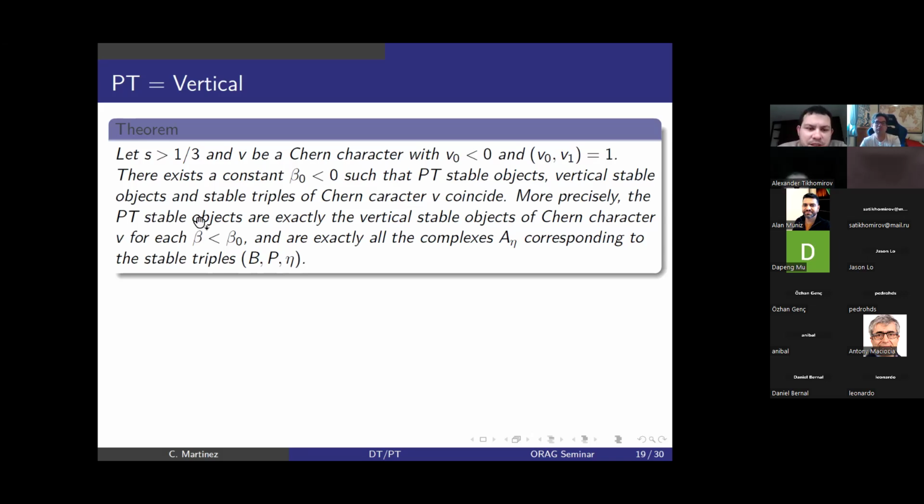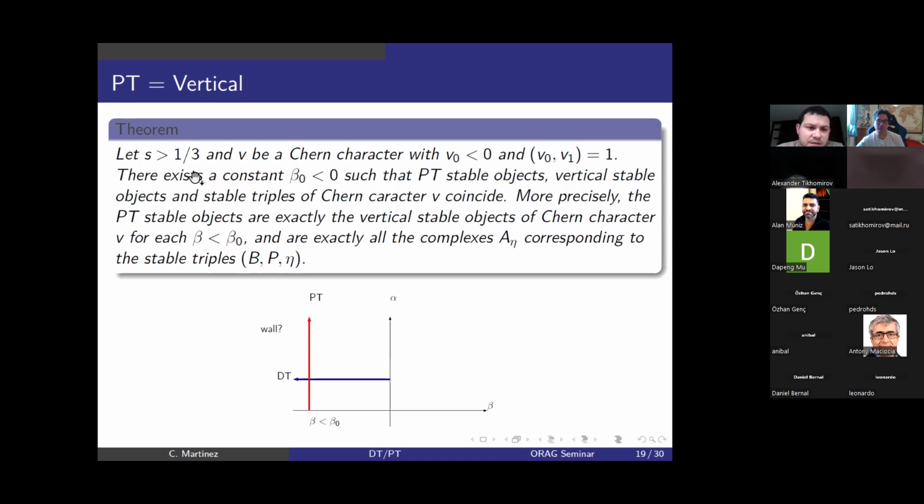What that means is that PT stable objects are exactly the vertical stable objects of Chern character v for every beta less than beta 0, this beta 0 that exists, and are exactly all the complexes A eta corresponding to the stable triples B, P, eta. This is the theorem. Of course, it would be absurd to try to prove this here because it's a very long computation. But somehow, schematically, what I want to show you is this.